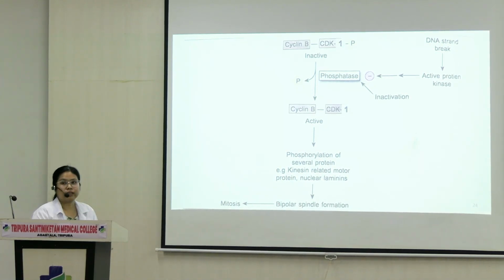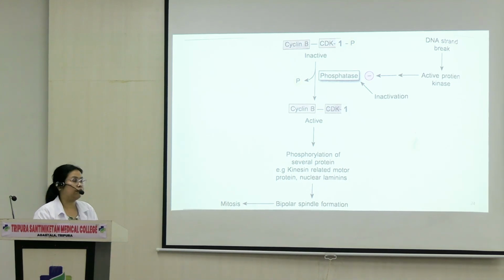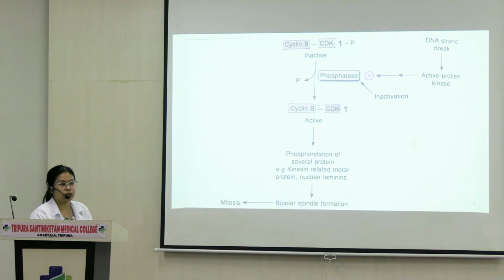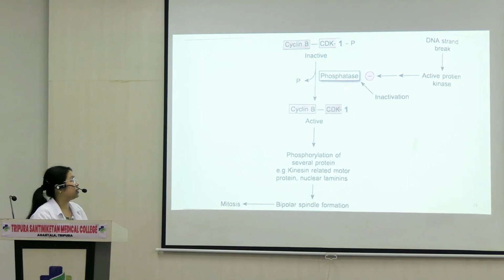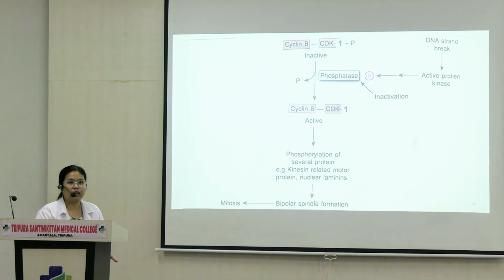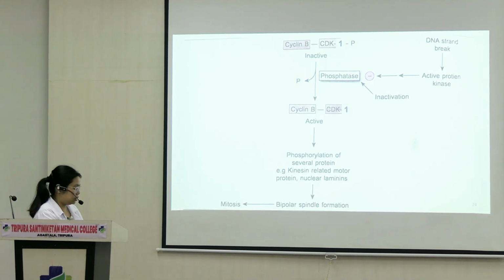Now, if there is any cell damage or, let's say, a DNA strand break, it sends a signal that activates a kinase protein, which will then inhibit the phosphatase enzyme. The phosphatase enzyme will be inhibited, so it will not work on cyclin B and CDK1, so it will remain inactivated. So cell arrest will occur. Okay?